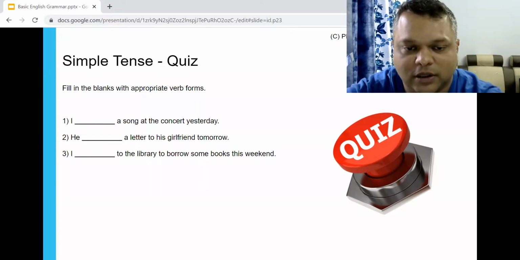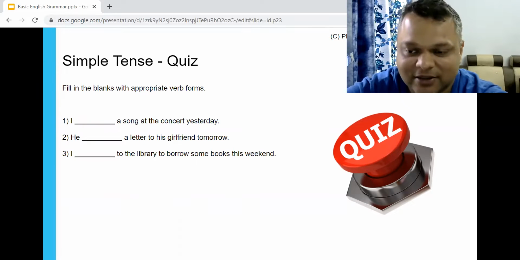Fill in the blanks with appropriate verb forms. Read the 3 sentences and respond to me with your answers. Don't respond to the answers directly. Answer mat daliye chat pe. Let everyone participate. No, don't answer right now. Wait. Take 2 minutes. Read the sentence. Write the answers down. For example, whatever the word is, just write it down.